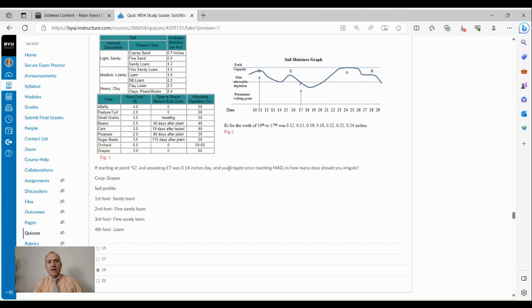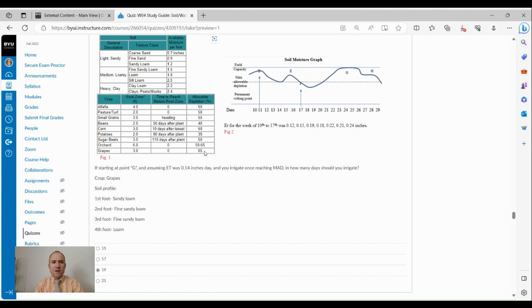We irrigate once we reach our maximum allowable depletion. If we go back to this chart, we can see our allowable depletion is 65%. That's 65% of our total plant available water, which we just figured out is 4.2 inches. So 4.2 times 0.65 tells us we can use 2.73 inches before we get to that threshold of our maximum allowable depletion. Okay, we'll remember that 2.73 inches.